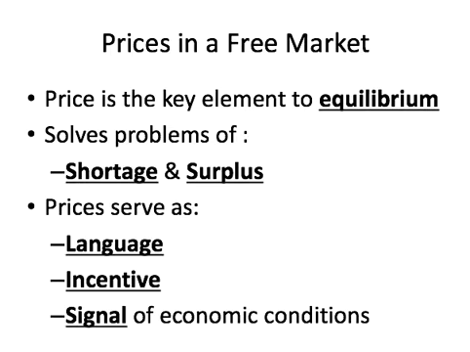So let's talk about prices in a free market. Price is the key element to equilibrium. When we did that activity in class with buyers and sellers for our paperclip exchange, the number one thing we used to make business happen in that market was prices. It is the equilibrium that brings the law of demand and the law of supply together. It solves problems of shortages and surplus.